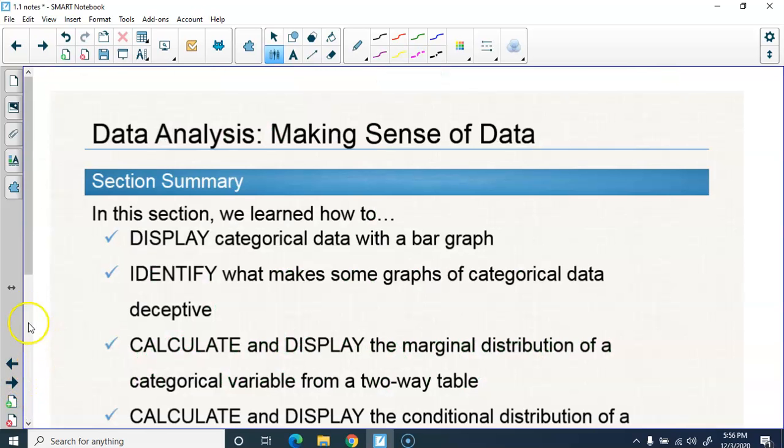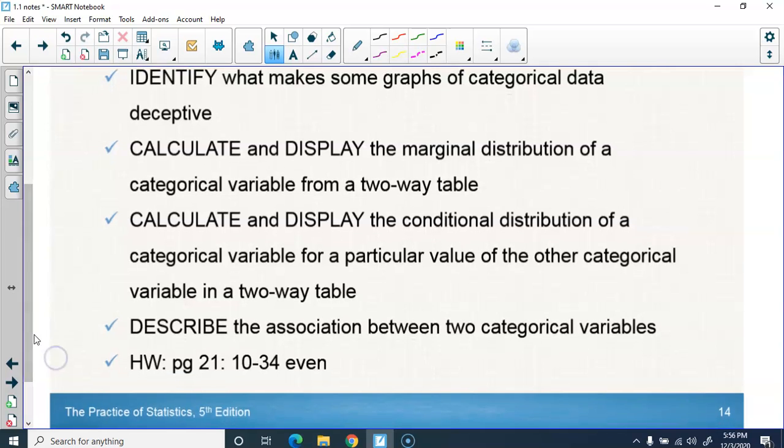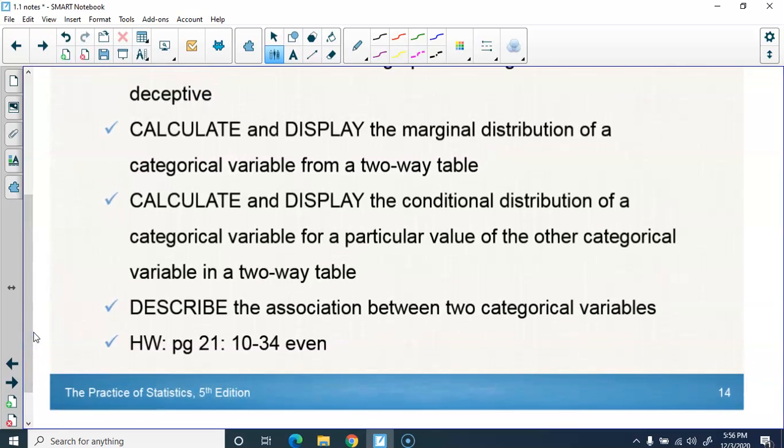Okay, so in this section we talked about displaying categorical data, identifying what can make graphs deceptive, marginal distributions and conditional distributions, how to display that data, and then how to describe an association. That was section 1.1 for AP Stats.